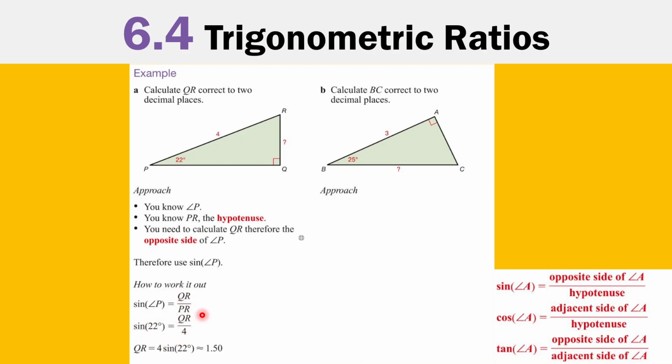Well, we practiced this a lot already. QR is your variable. So we can now calculate QR by doing 4 times the sine of 22. Type it into your calculator, you find approximately 1.5, right? So that's the length of this one.